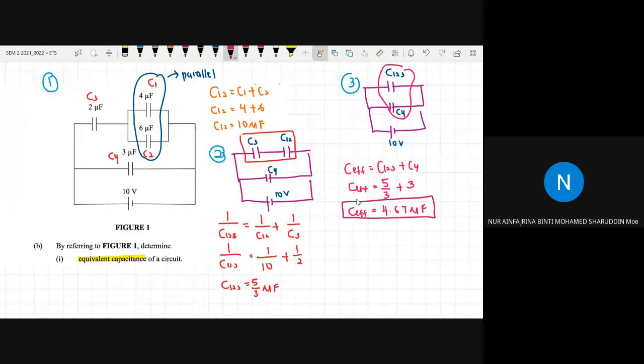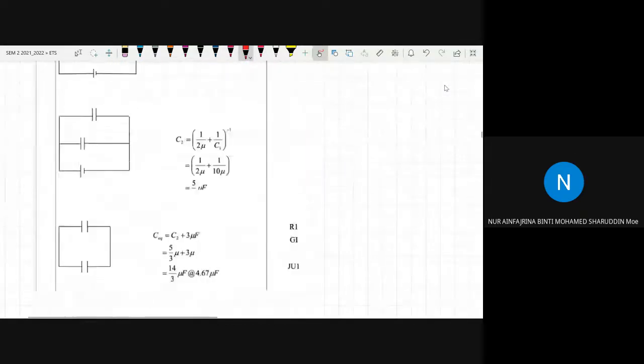So this is our answer for the equivalent capacitance. Alright, so this is how you're going to tackle this kind of question. That's why Miss said, when you draw, you will see it better. So don't do it like this: Miss drew it and labelled this series, then labelled this parallel. Why did Miss ask you to draw? Because of the next question. Okay, now let's look at the next question.